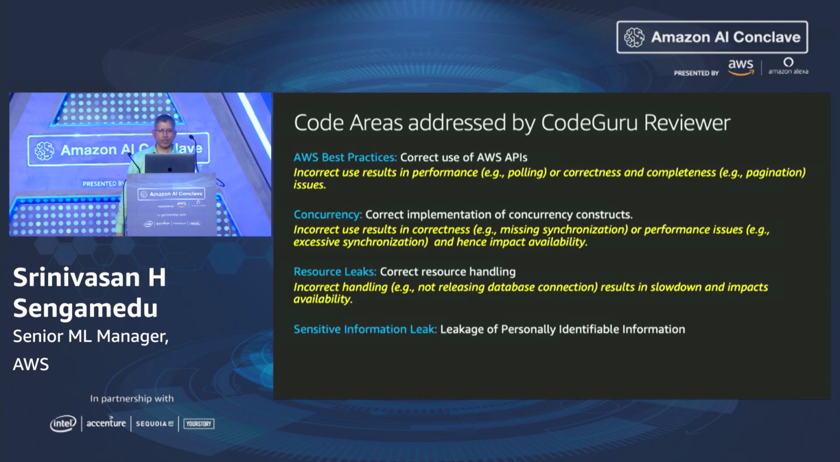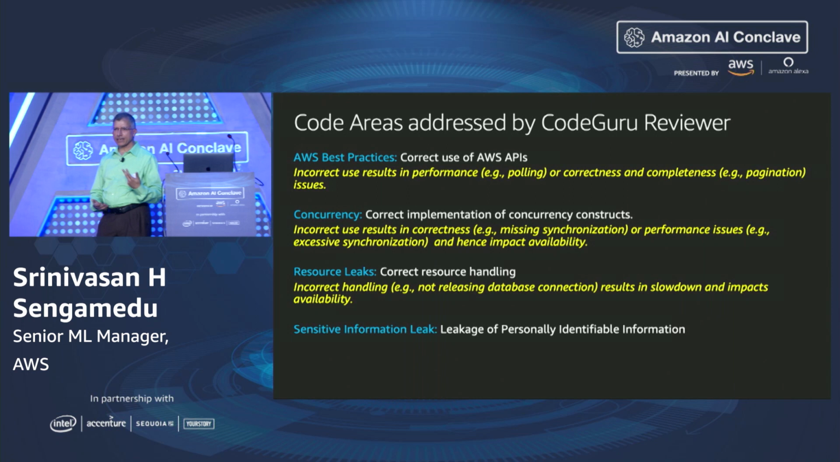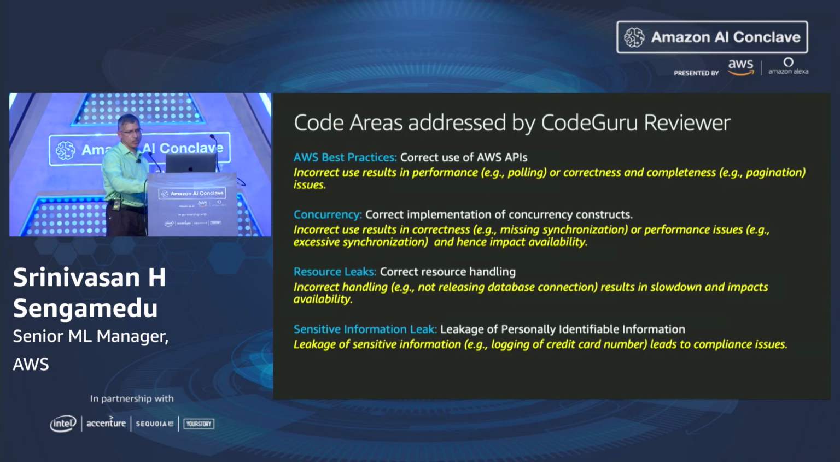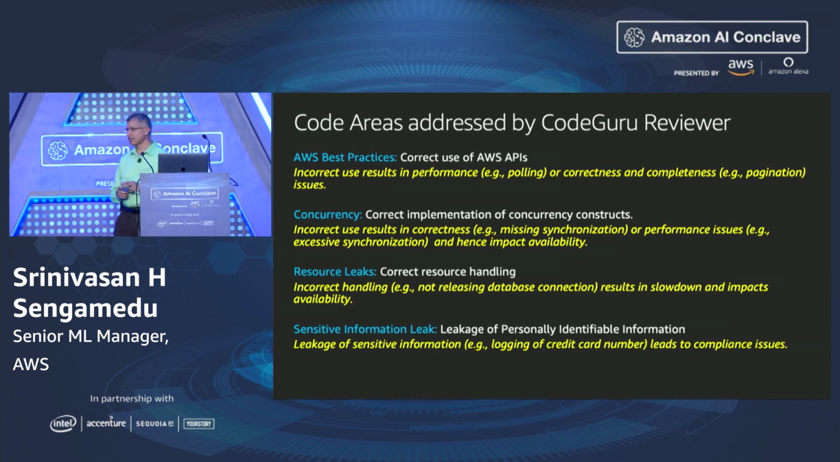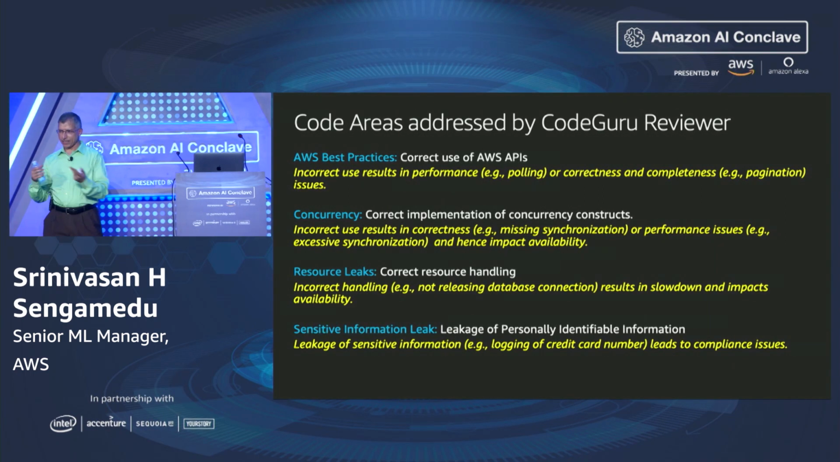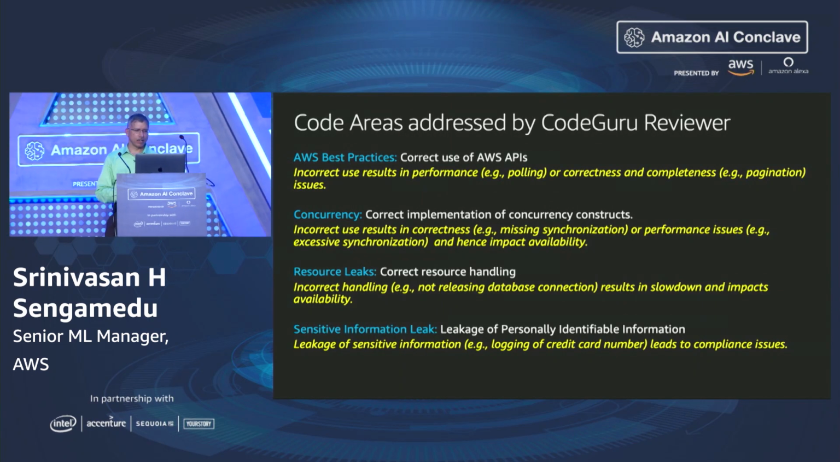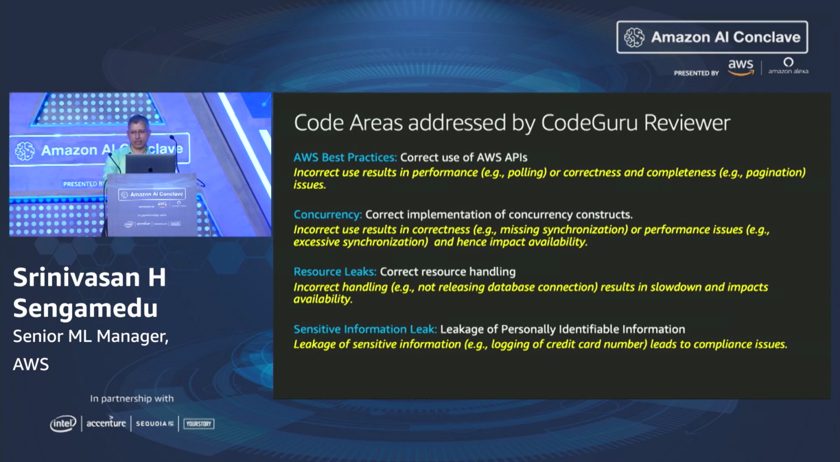And the fourth one is sensitive information leak. Sensitive information is basically things like usernames, credit cards, and emails, and so on. And again, this is an emerging area, and not handling sensitive information properly may lead to compliance issues in addition to several of the other issues, right? So this is an area where CodeGuru Reviewer provides suggestions.